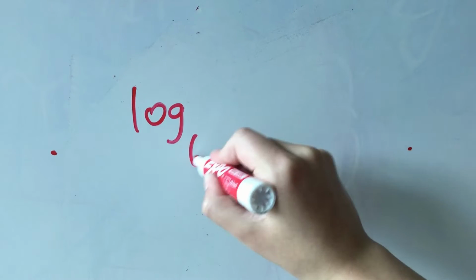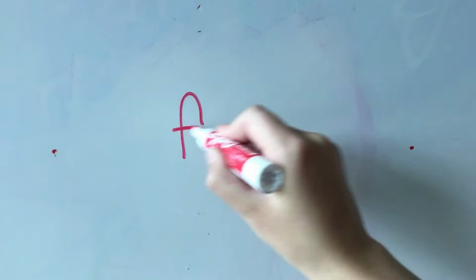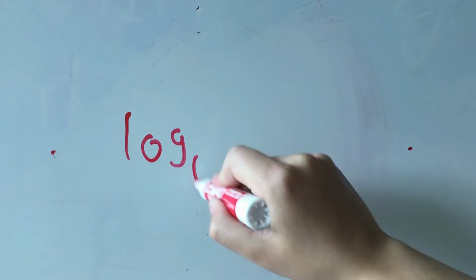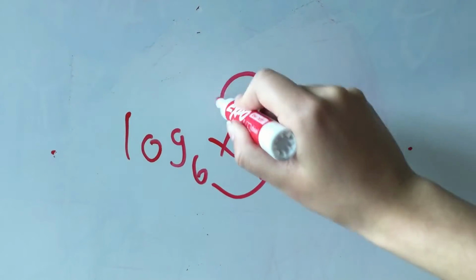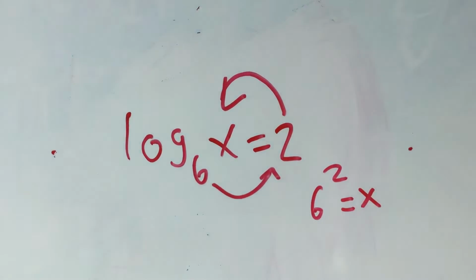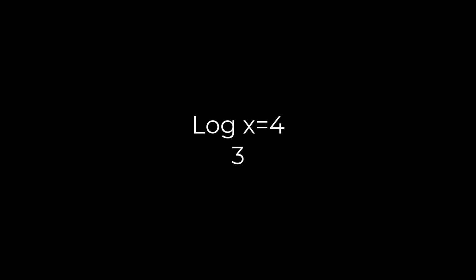Great job. If you have a log equation with a variable, for example, log base 6 of x equals 2, there's a fun way to solve it called the fishhook method. It's exactly how it sounds, a fishhook. You would write it like this. It's basically asking the same question as before. 6 to what power gives you x? But you already know that 6 squared equals x, so you can just write it as 6 squared equals x, so x equals 36. You try.